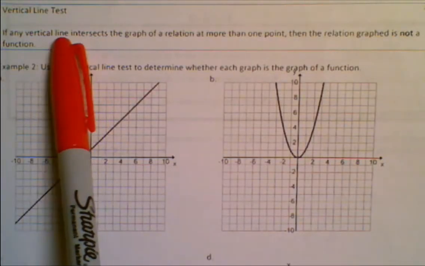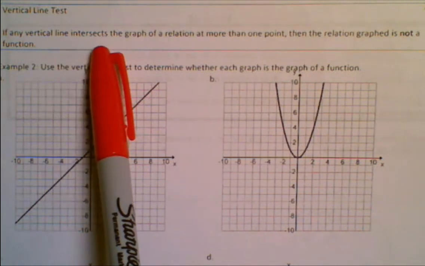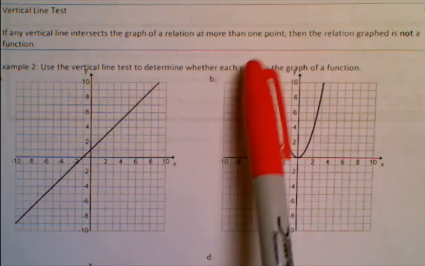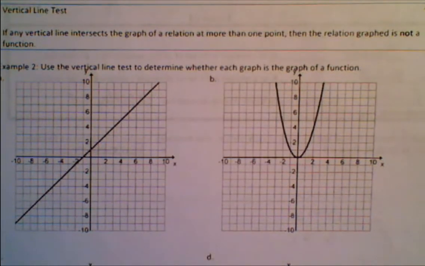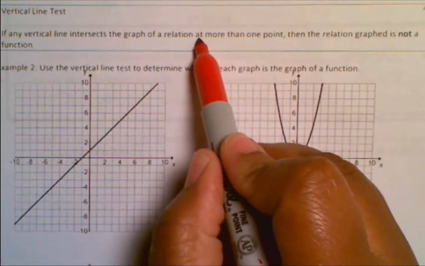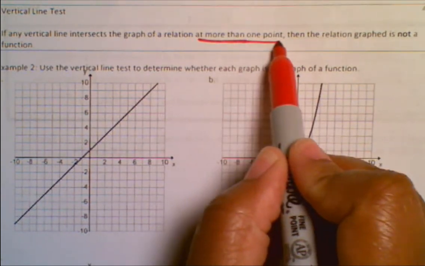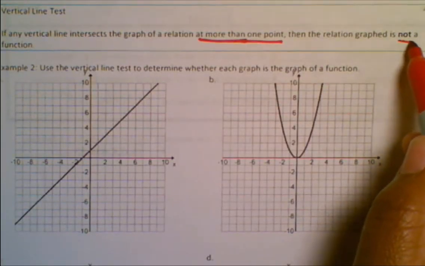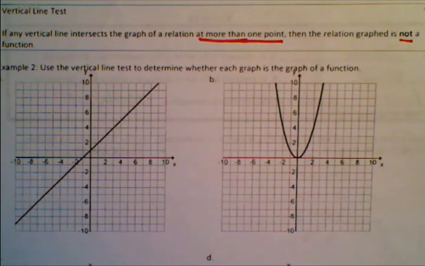Vertical line test: if any vertical line intersects the graph of a relation at more than one point, then the relation graph is not a function. So we could have plotted those points and then drawn a vertical line. And then if more than one point touches the line, then it's not a function.